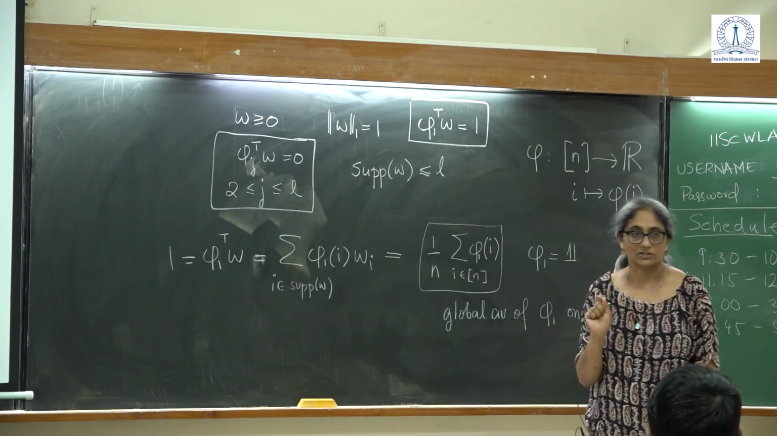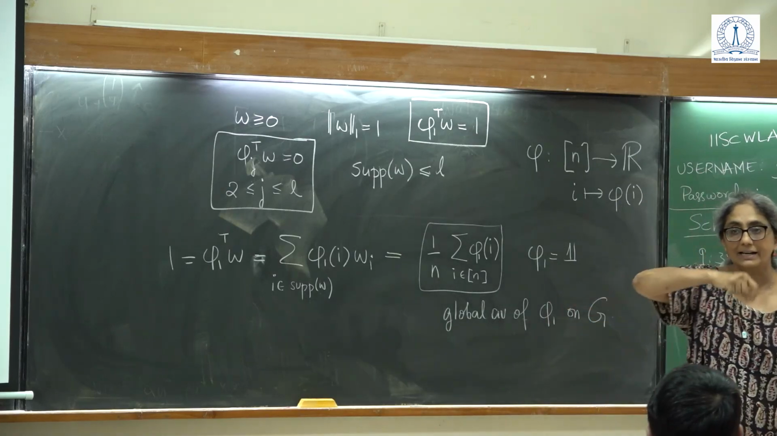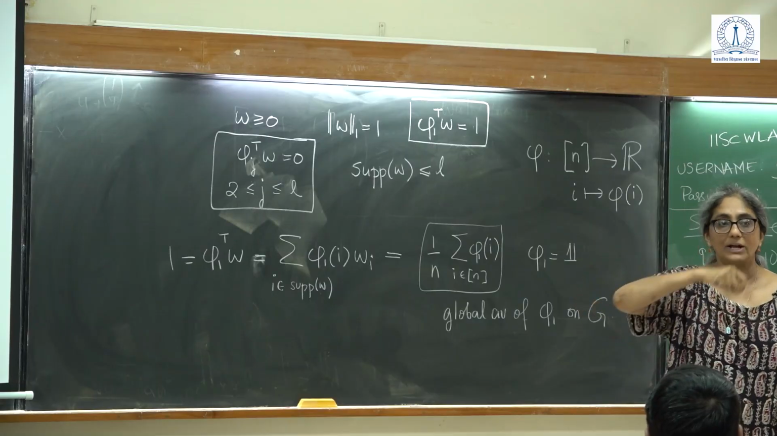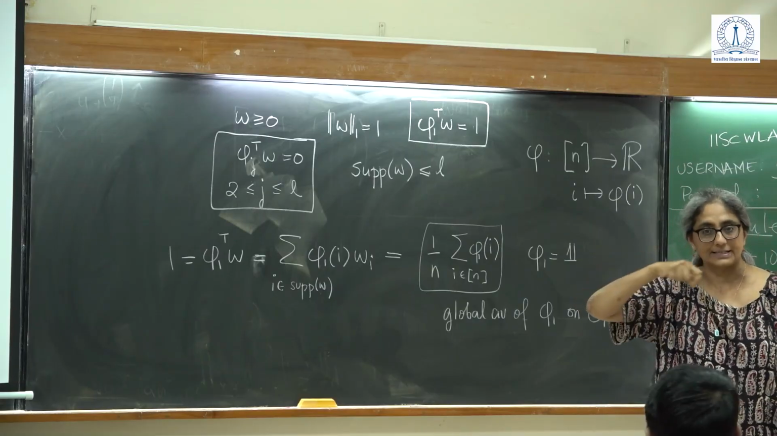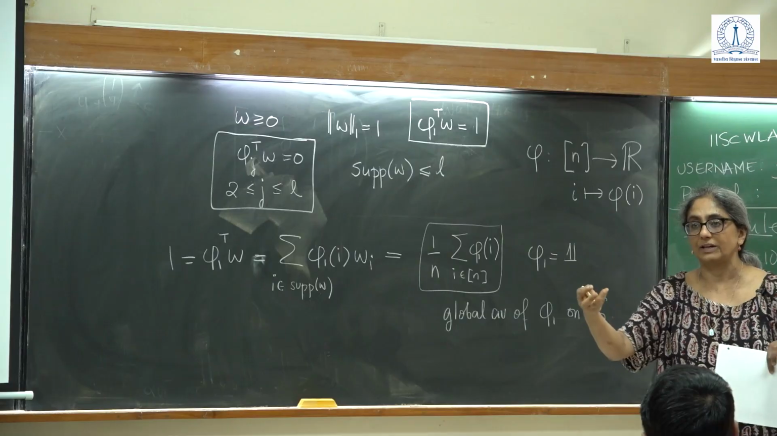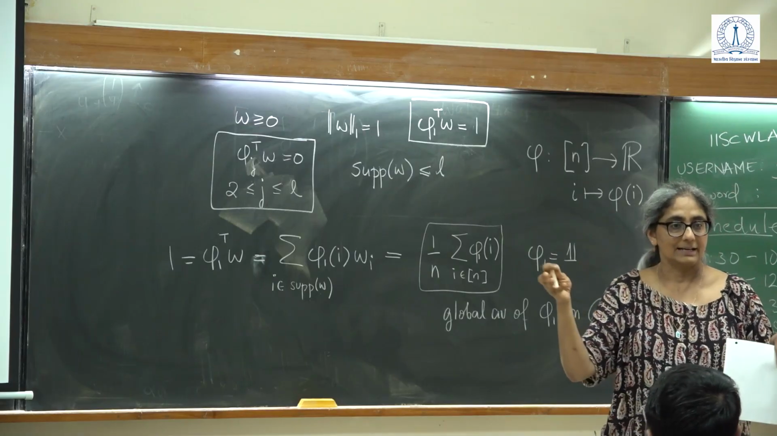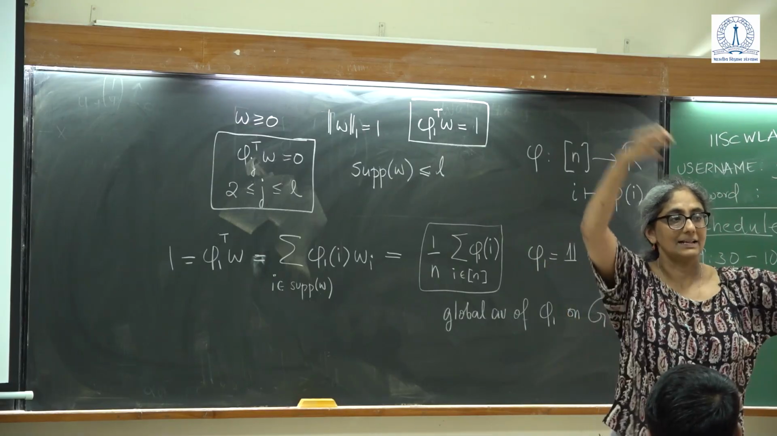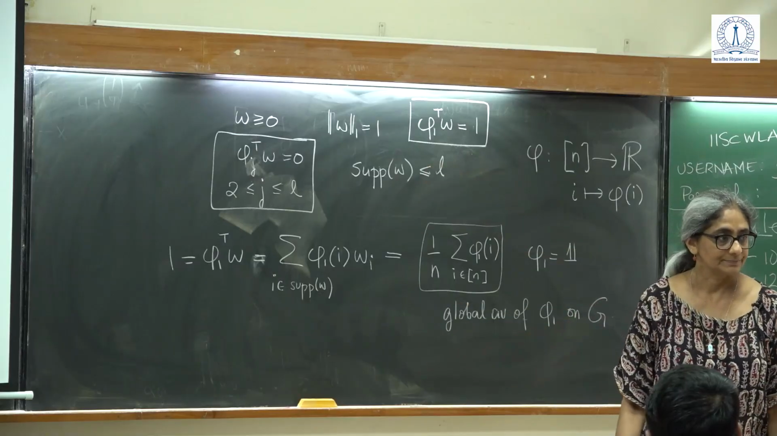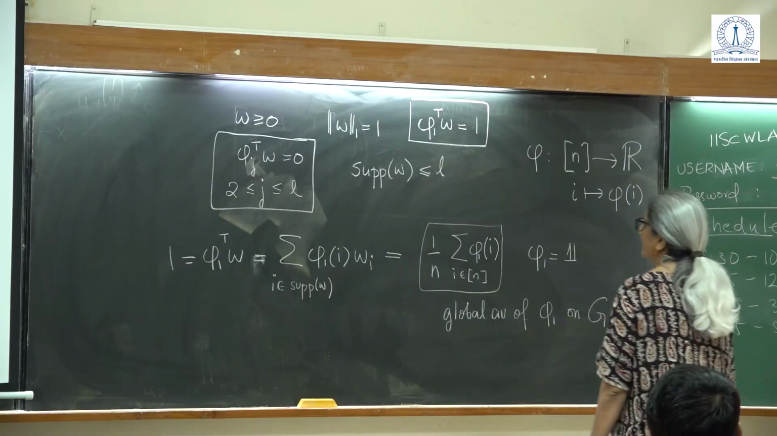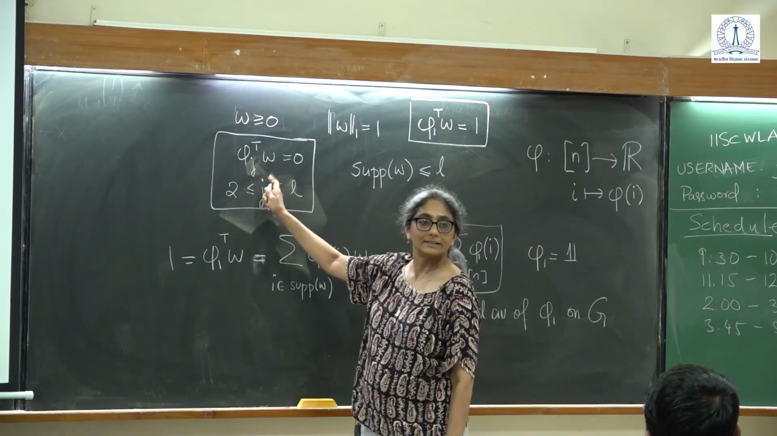That's what this W is actually doing for us. So it's finding you a weighted average where you only have to pick a few vertices, weight the value of phi1 on those vertices, take the sum, and that's giving us the same thing as the global average. So that's happening with phi1. Let's think about the other guys.